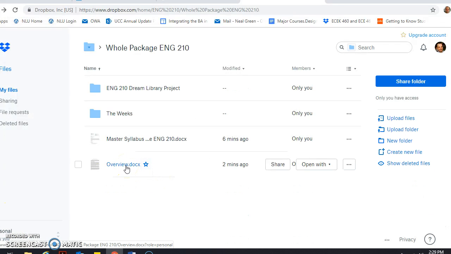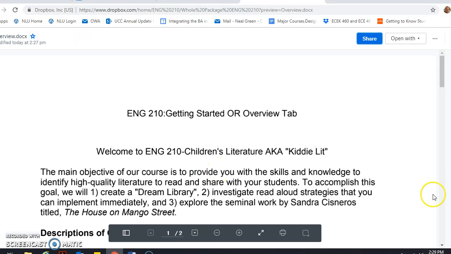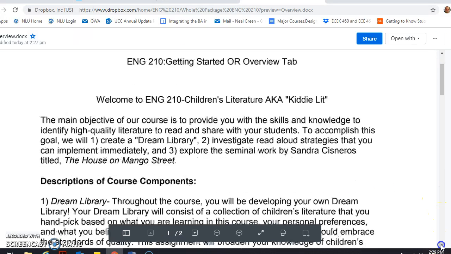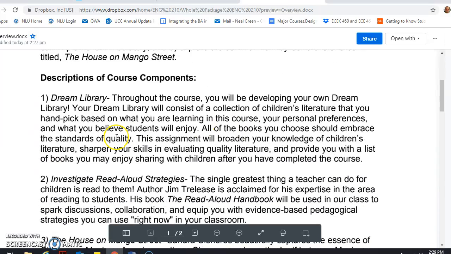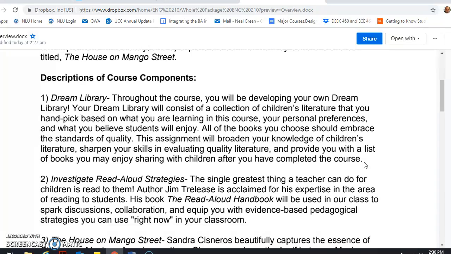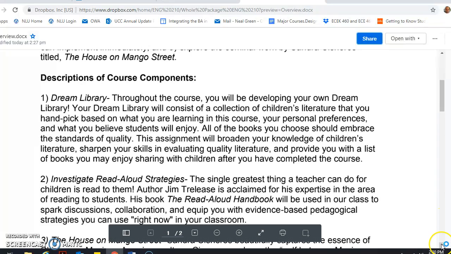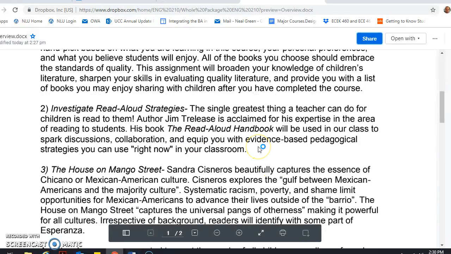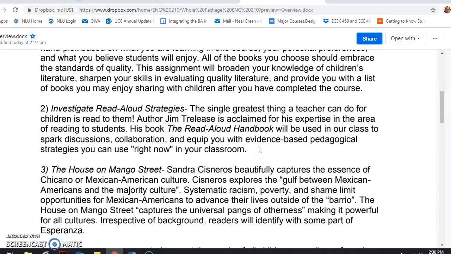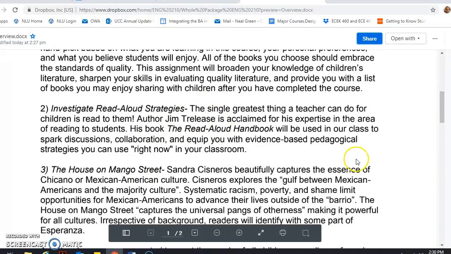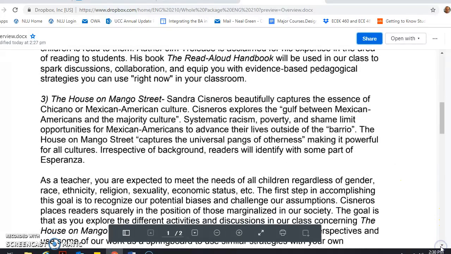And then also we have an overview of the course, and I'll read this to you guys. So how I set it up was, there's the Dream Library, which is a valuable exercise students can take with them into the field when they graduate. And then the read aloud strategies, where again I was very confined. This was a challenge because some of these I don't necessarily agree with the textbooks that were used for this course, but I had to use them because they're in the bookstore, et cetera. So I did it the best I could to make it useful for teachers to read aloud to students.